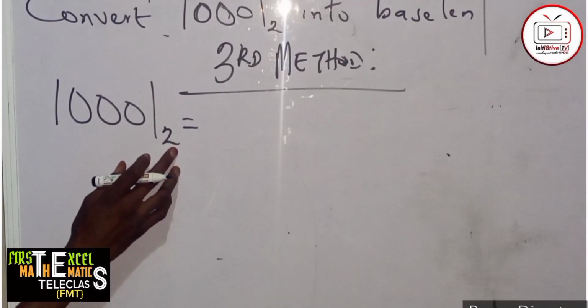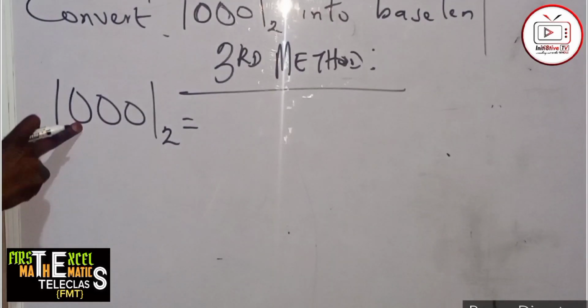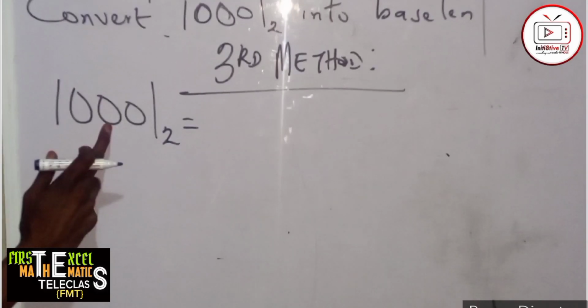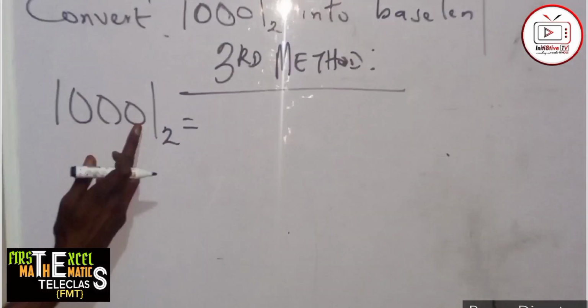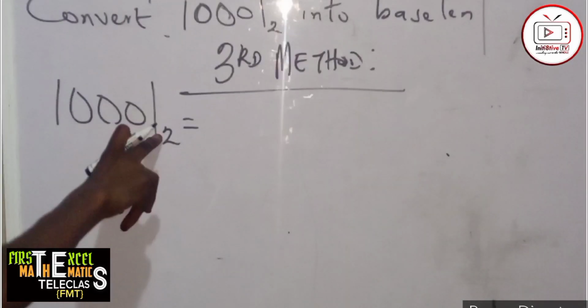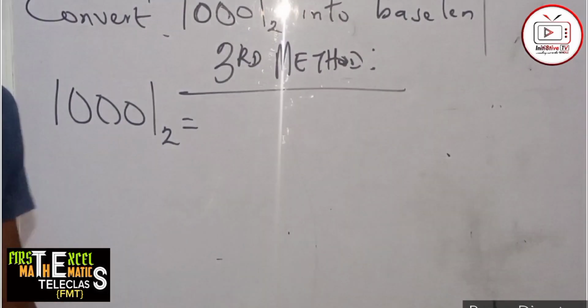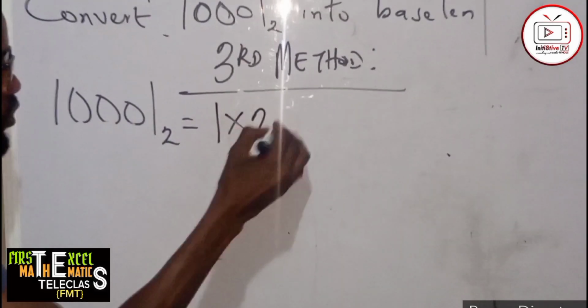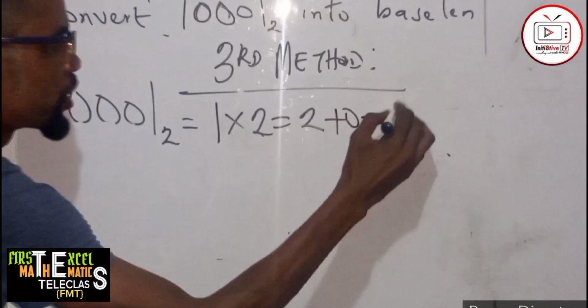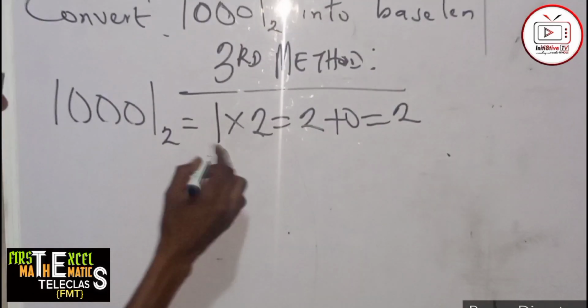1 times 2, 2. Plus 0, 2. 2 times 2, 4. Plus 0, 4. 4 times 2, 8. Plus 0, 8. 8 times 2, 16. Plus 1 is 17 base 10. Alright, I said 1 times 2 gives me 2, which is this and this. Plus 0, gives me 2. Thank you.